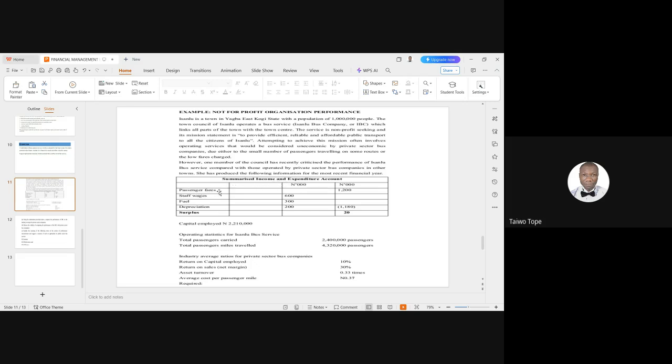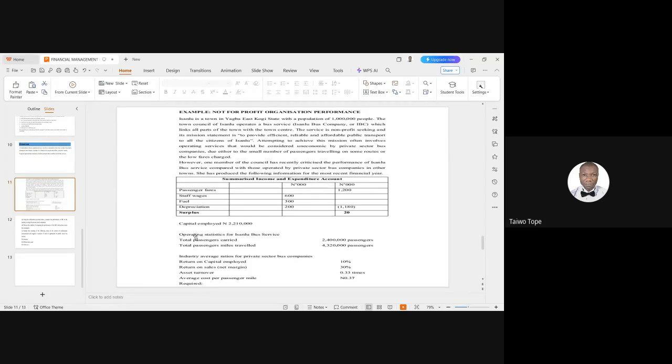Their passenger fare is 1,200 naira; staff wages 600 naira, fuel 300, depreciation 200. So these are the expenses incurred within this period. In total, they amount to what? 1,180. So the difference between the passenger fare, which is the revenue, 1,200, minus the expenses, we have a positive value, which is termed what? Since they are not out to make profits, the excess generated will be termed as surplus.